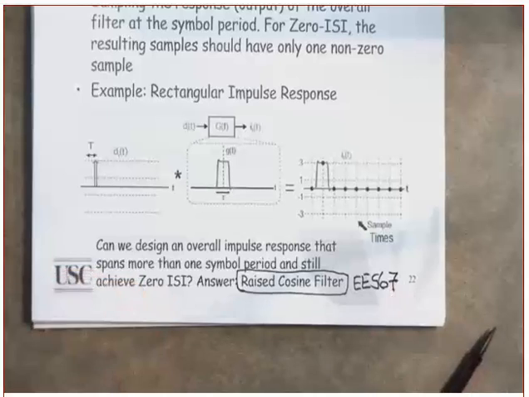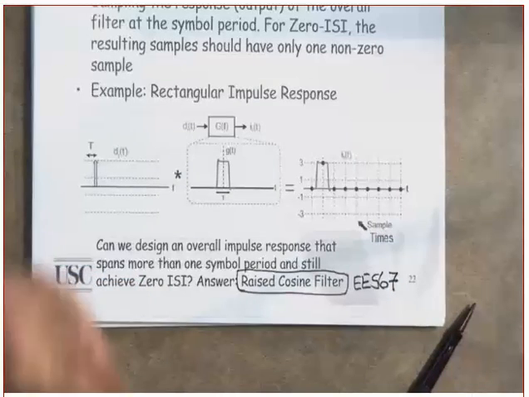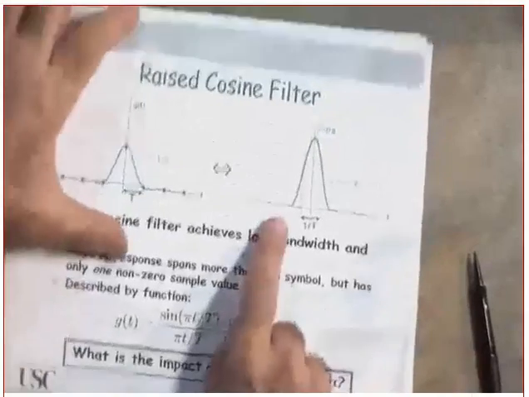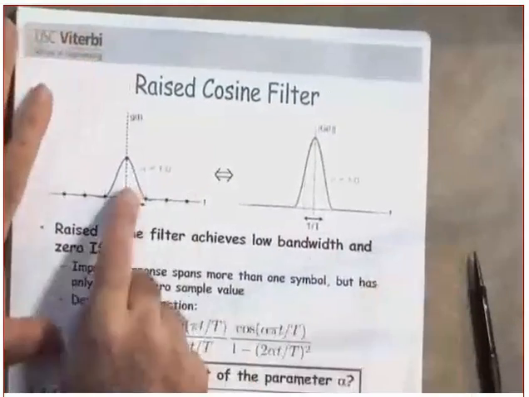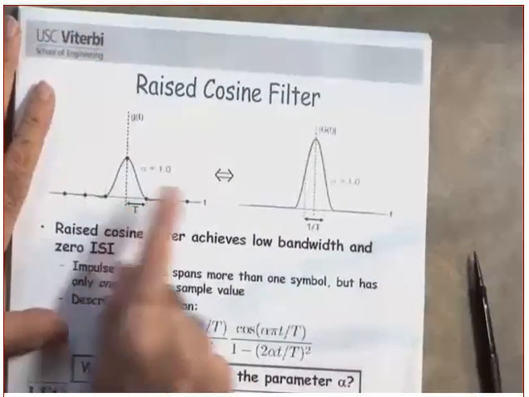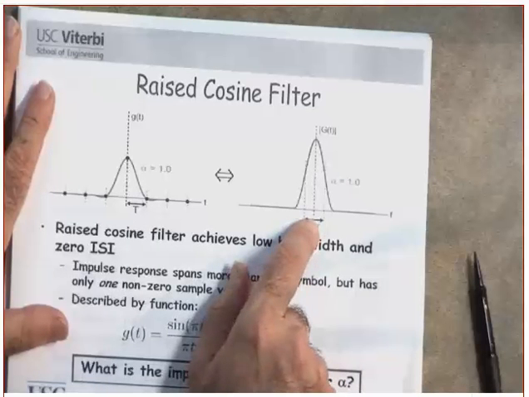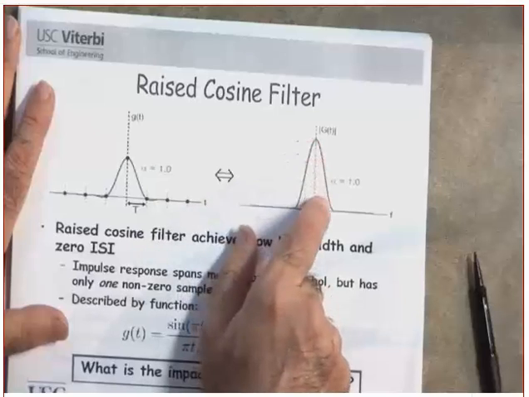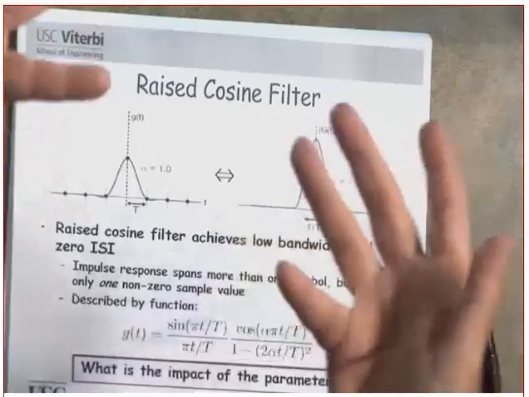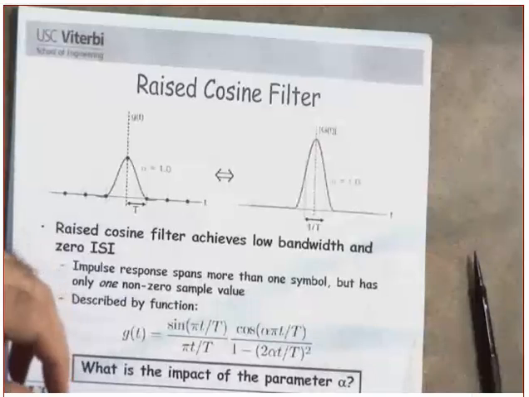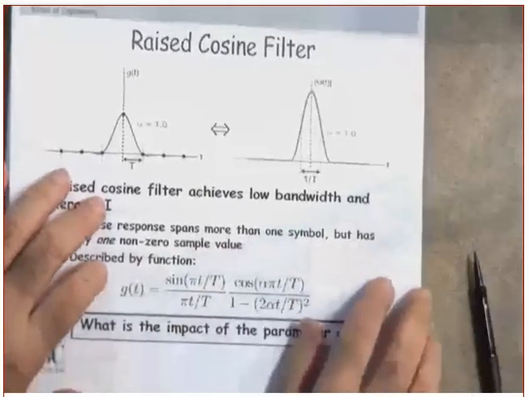567. All of these are 567 type classes. The raised cosine filter looks like this. This is the impulse response, and this is the frequency response. You can see, by the way, when we say raised cosine filter, it means its characteristic resembles the cosine, but it is raised. Raised means I don't have the negative part. Did you get this or not? I don't have the negative part.